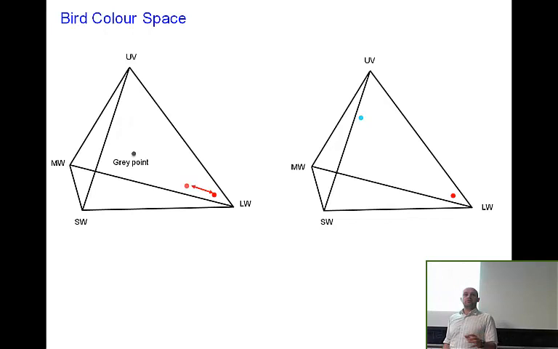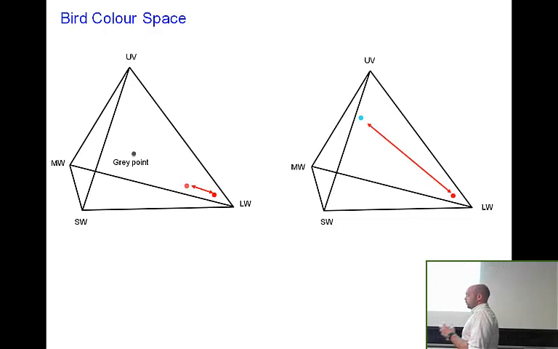Note here that humans only have three cone types used in colour vision, sensitive to short, medium, and longer wavelengths. And so we can represent the colours that we can see simply in terms of a triangle. The fact that birds have an additional receptor type sensitive to UV doesn't just mean they see ultraviolet light, it gives them a whole extra dimension of colours that they can potentially see as well.